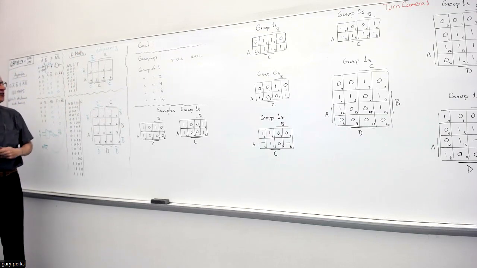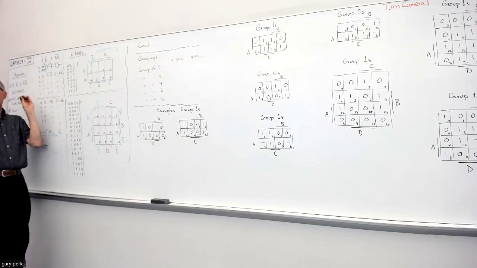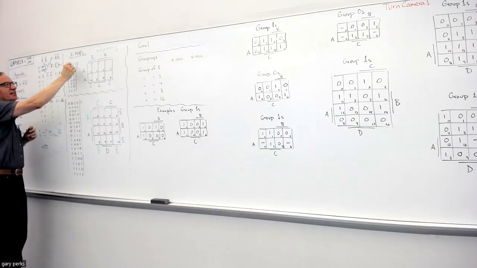Now to fill out a Karnaugh map, okay, what goes inside the cells are the outputs for the corresponding input. So I'm just making up outputs here. You know, let's say this output was a 1, you know, 0, 0, 1, 1, 1, 0, 1.